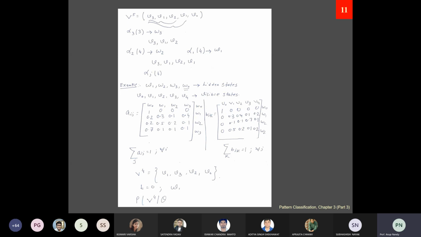So that's why all the values for other states are zero. As it is mentioned, you can see W0 is a hidden state, and V0 is an output symbol which is only generated by W0. W0 only generates V0. It will not generate other output symbols or visible states.